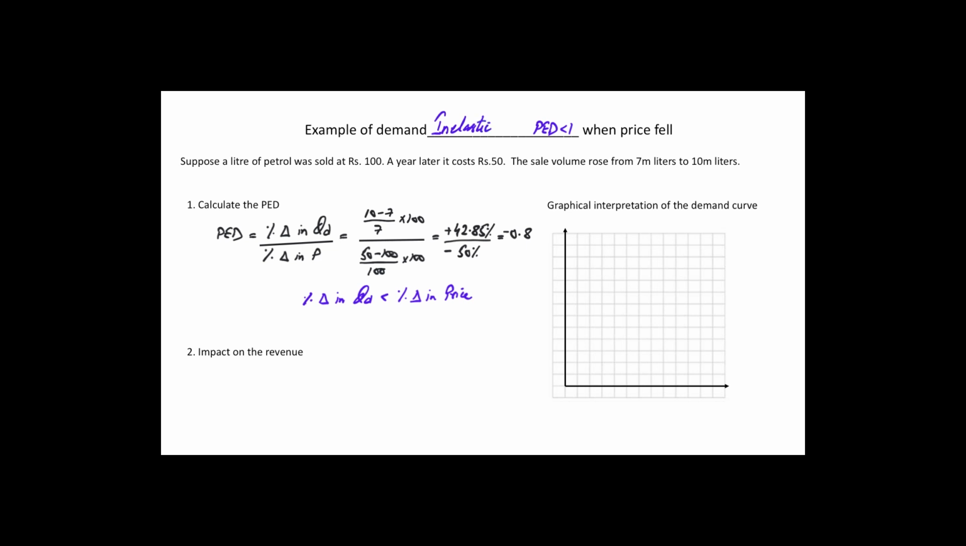We want to see what's going to happen to the impact on the revenue. So since quantity change is smaller, the shape of the curve should be steep like that. Okay, you can actually make it more steeper so that you don't end up making mistakes in any way, but this is what your price and the quantity is.